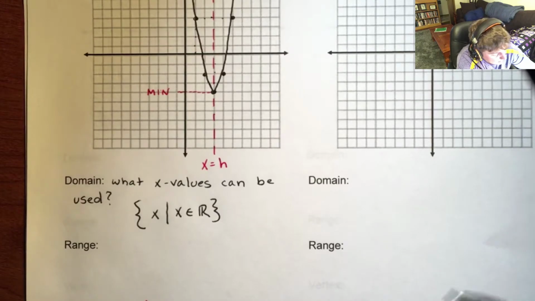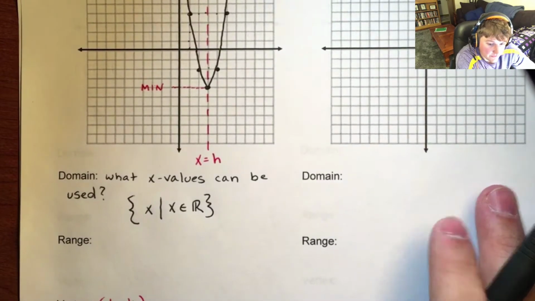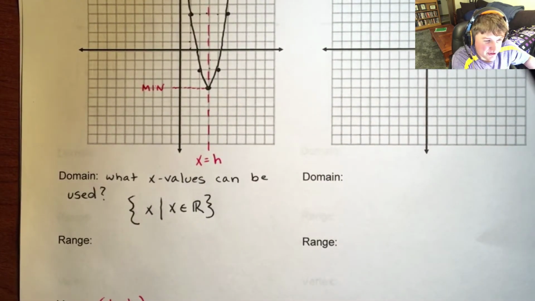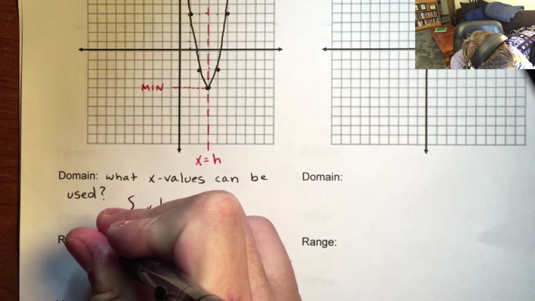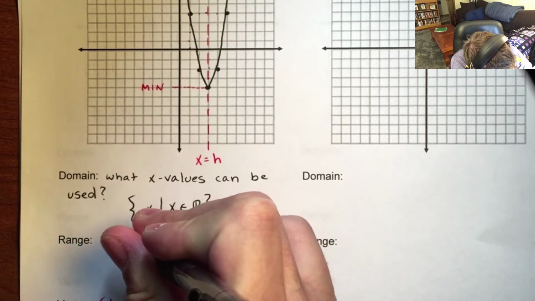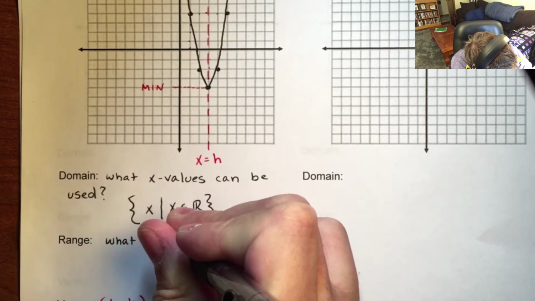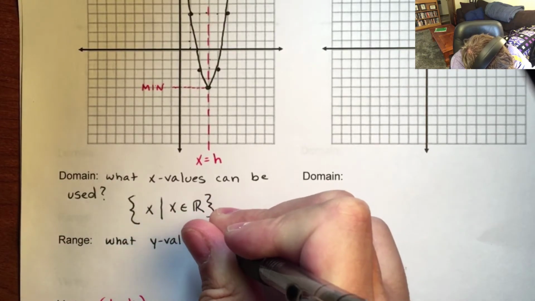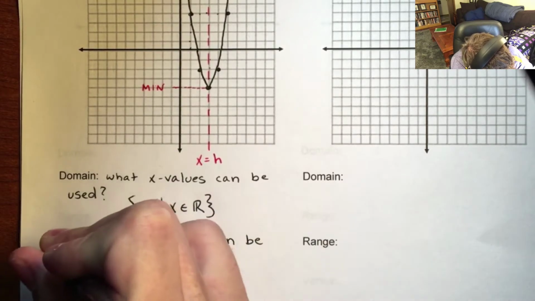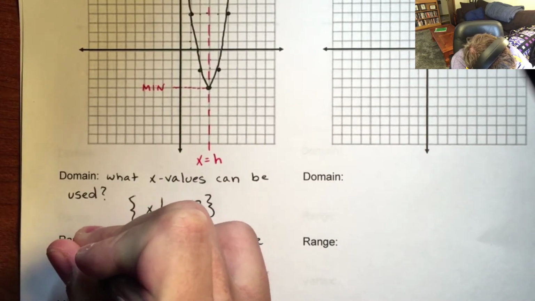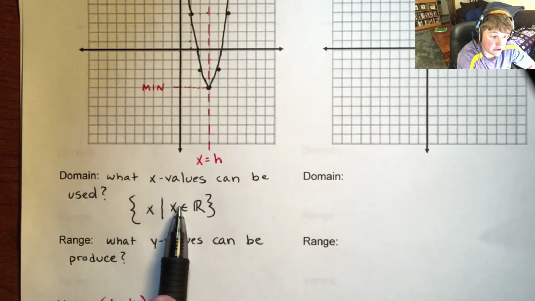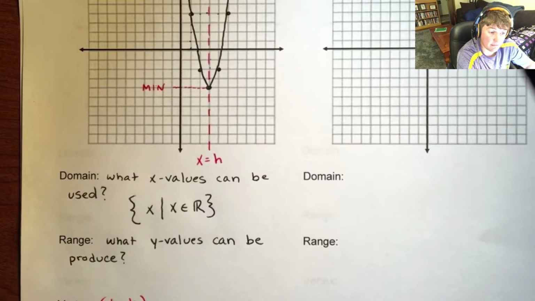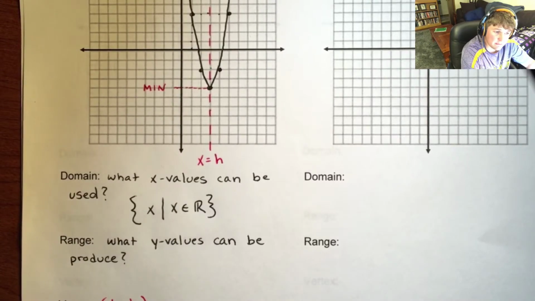Okay, range. Range is a little bit different because instead of what y values can I use, it's more like what y values can be produced. So based on the x values that I can use, what y values can be produced from that? Is there any y values that can't be produced from that?